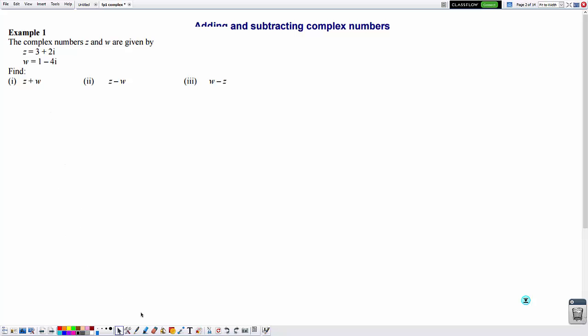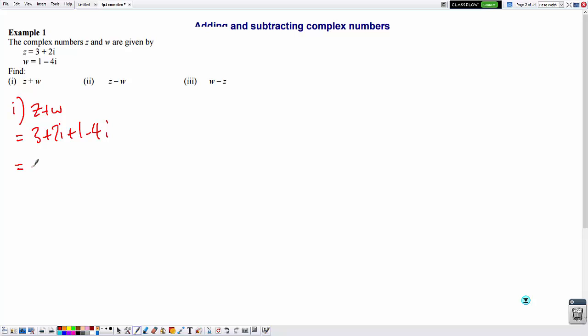So when adding complex numbers, we just add the real parts and add the imaginary parts. So if I look at this example 1, z equals 3 plus 2i, w equals 1 minus 4i. I'm adding these two together. z plus w, well, it's 3 plus 1, 2 minus 4i. Actually, for now, we'd write out the whole thing. So it's 3 plus 2i plus 1 minus 4i.